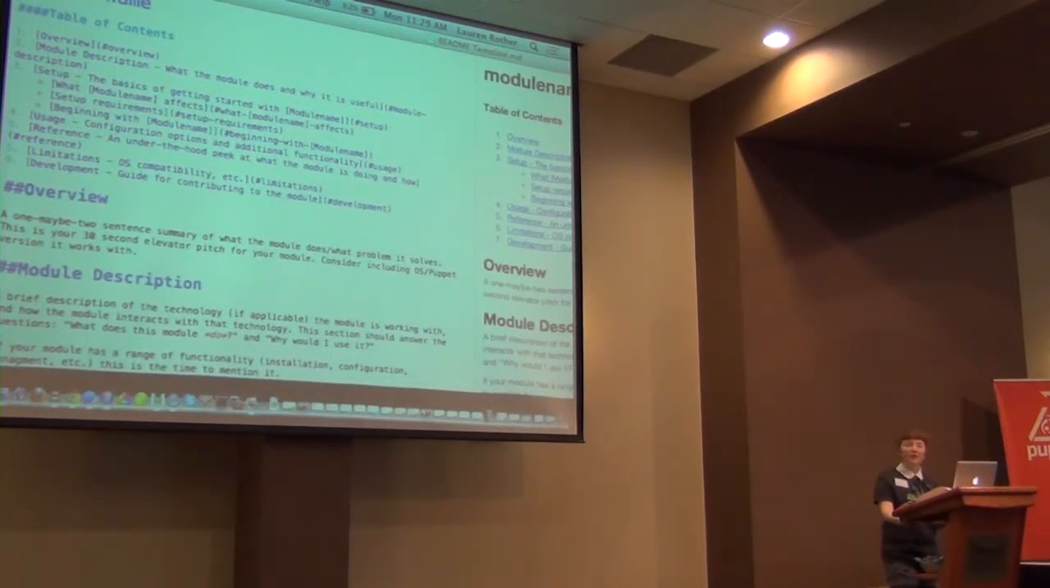One of the things we realized is that there wasn't a template for how to fill out READMEs. So I would find modules that had anything from a sentence saying this is the Apache module, to modules that had extremely long-winded descriptions that told you a lot about the technology they were working with, but nothing about how to use them, and then some variations in between.